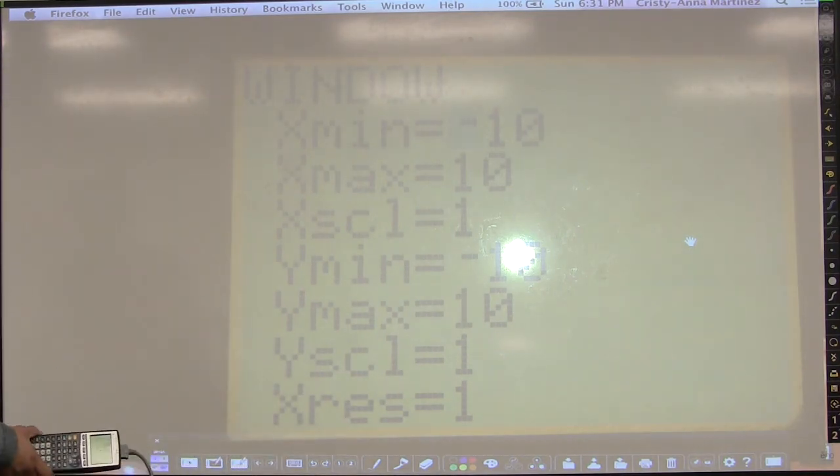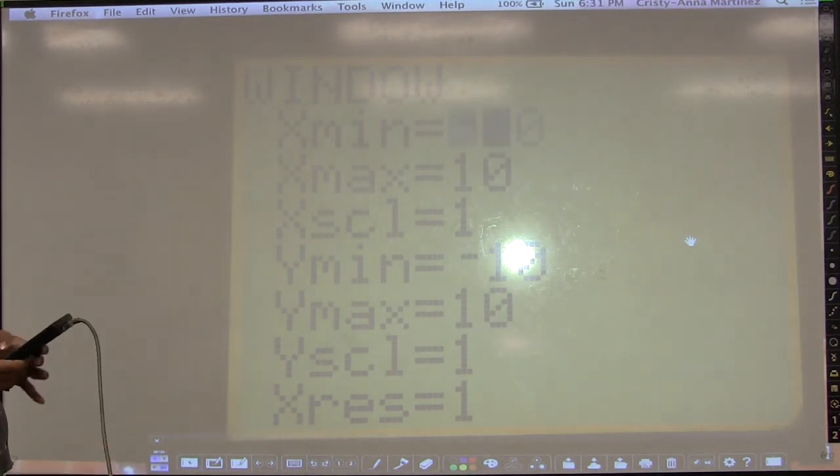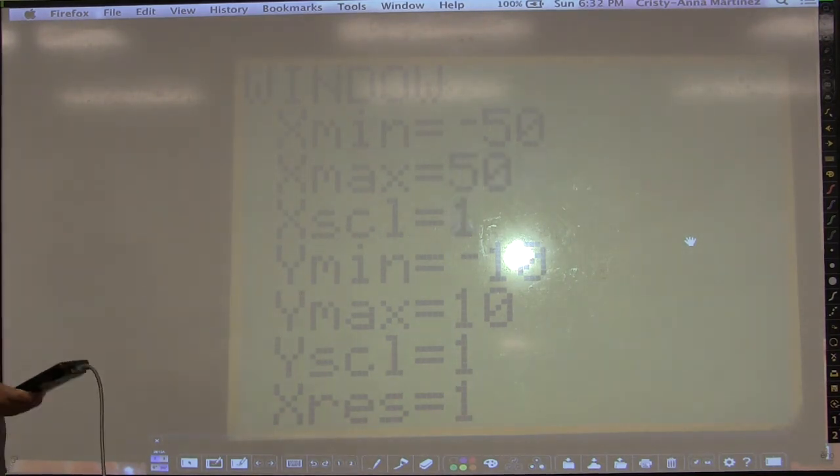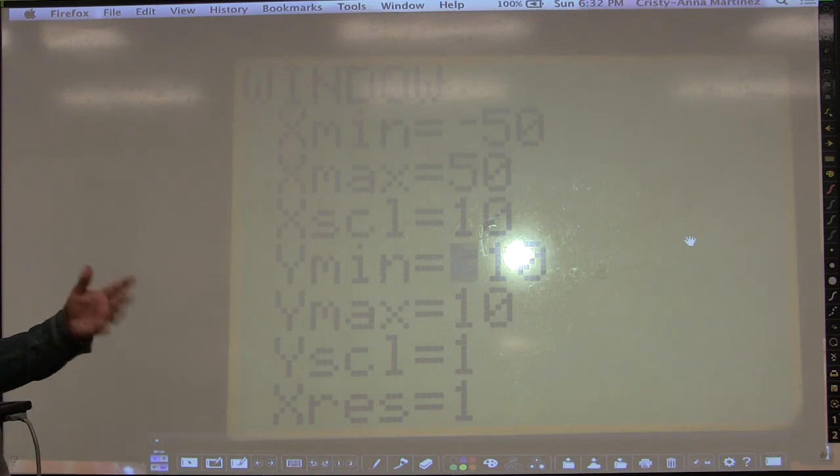So I'm going to tell you that for the x, we're going to go -50 to +50. So we're going to type in -50, enter, +50, enter. And for our scale, we're going to go by 10. Which means we're going to go 10, 20, 30, 40, 50.